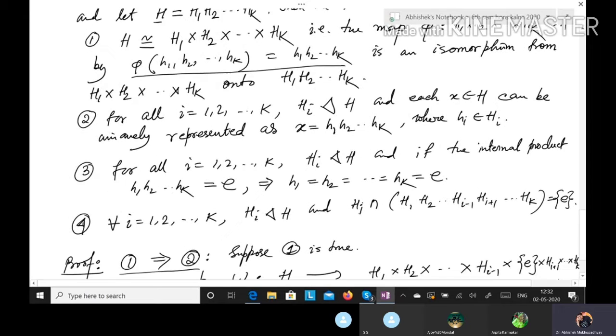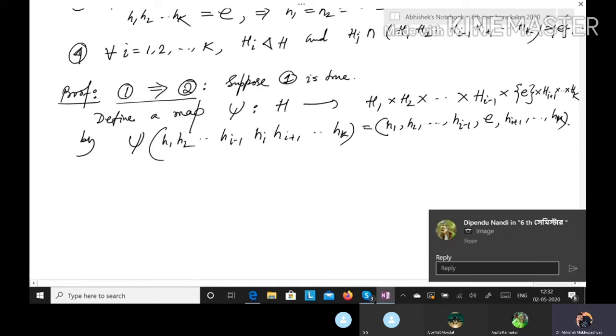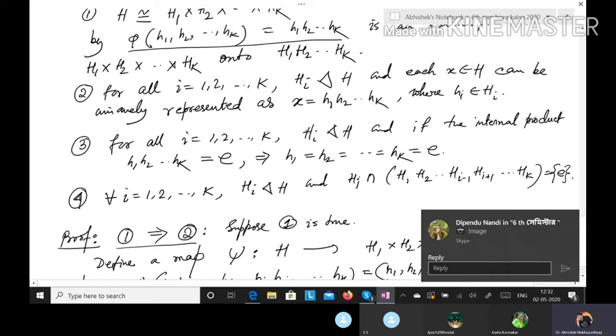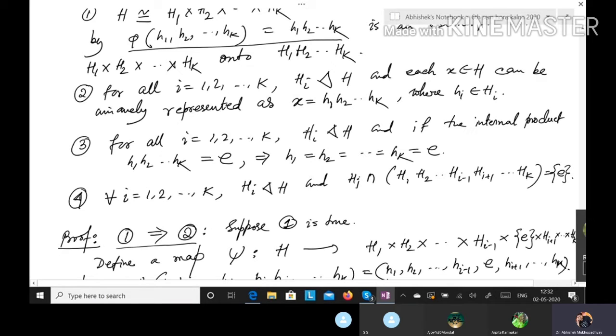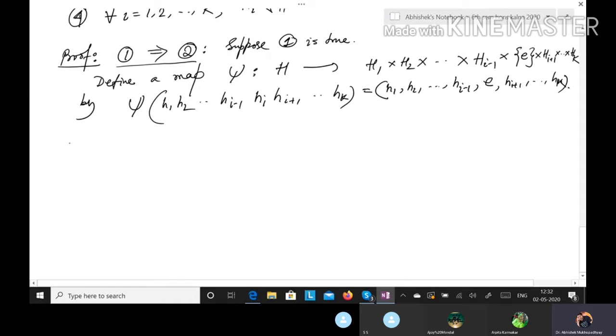So let us check. Our intention is to prove that 2. So this is our goal. That is, each Hi is normal in H, and each x can be represented uniquely as x equal to the internal product h1, h2, hk. Now, it is a homomorphism. Why is it a homomorphism?